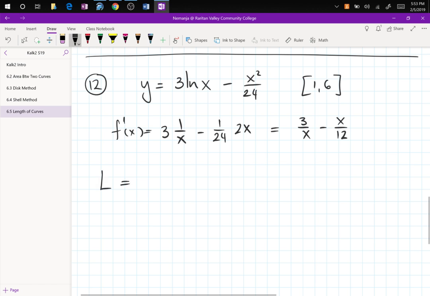So L is equal to the integral from 1 to 6. That's provided. The limits of integration are provided in the interval. And now we have our square root of 1 plus, and I have 3 over x minus x over 12 in parentheses squared dx. Don't forget to square this. It's f prime squared, right? It's not there for decoration.